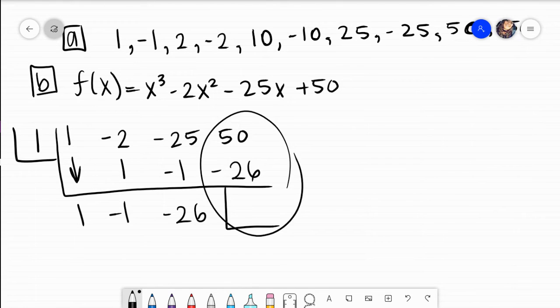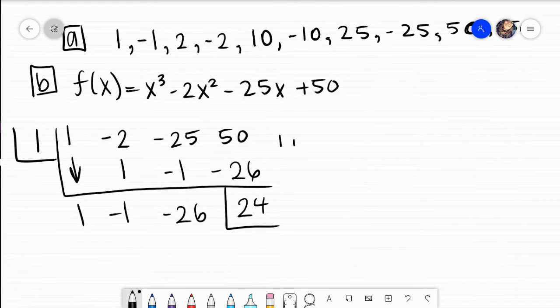Y'all, if I combine these right here, am I getting a 0? No. In all honesty, you don't even need to do that part. Signs are different, so we would subtract and we would get 24. So this tells me that 1 is not a 0, which also tells me that x minus 1 is not a factor, right? So ruled that out, move on.